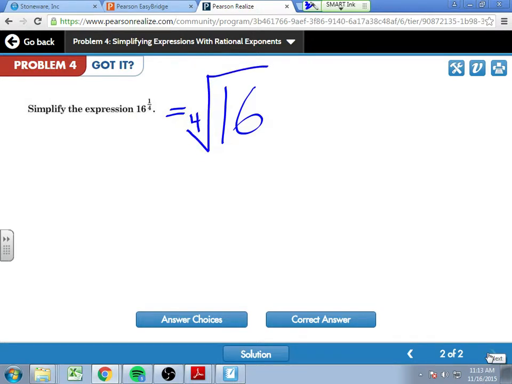Would you do the root first and then the power? Yeah, at least on this homework, it says root first and then the power. Hey Ben, what'd you get here?